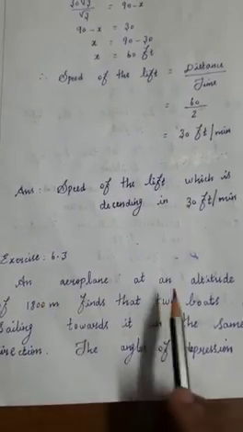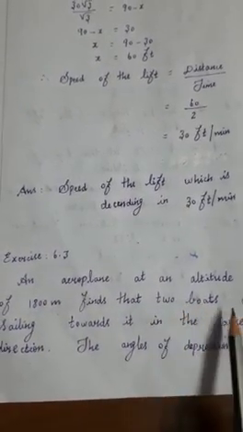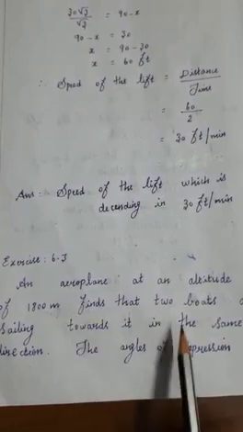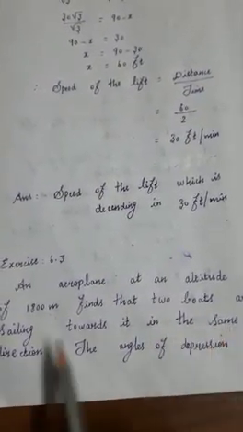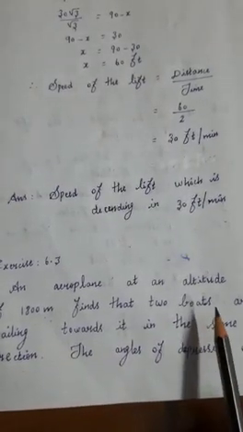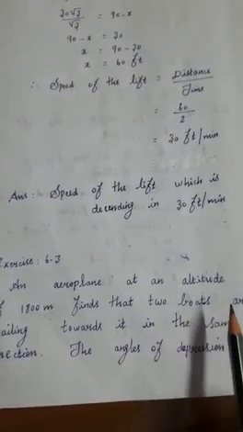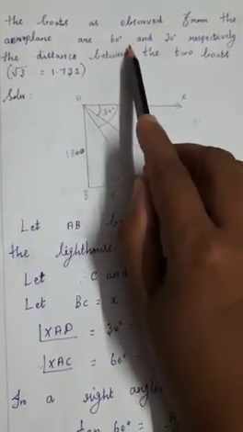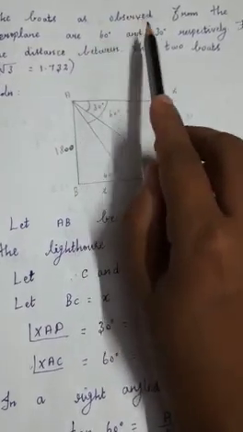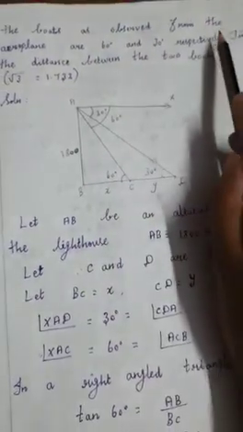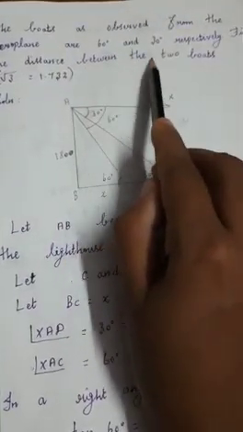From the aeroplane they are looking at the two boats. So where are the two boats? The two boats are in the same direction only, they have given. Sailing towards it is in the same direction. From the aeroplane they are looking at one boat at a 60 degree angle, another boat at a 30 degree angle. They have asked to find out the distance between the two boats.